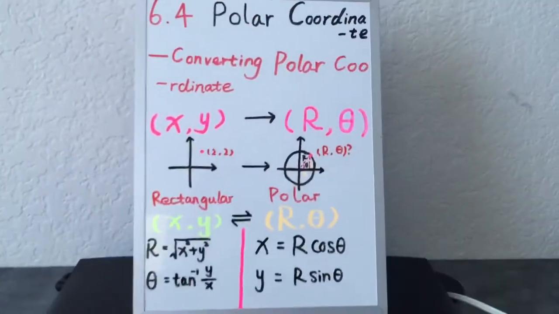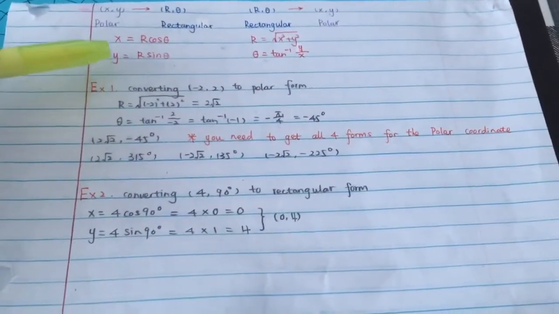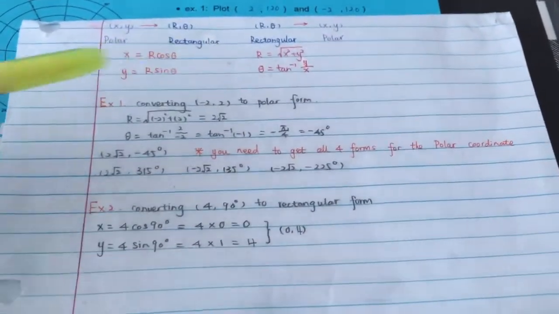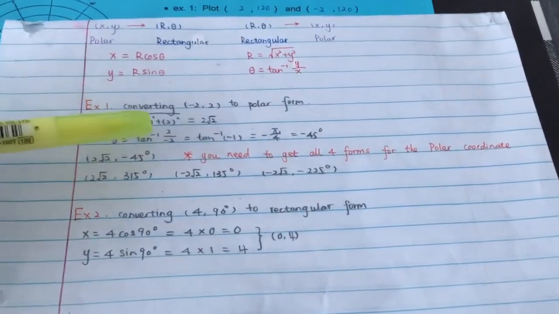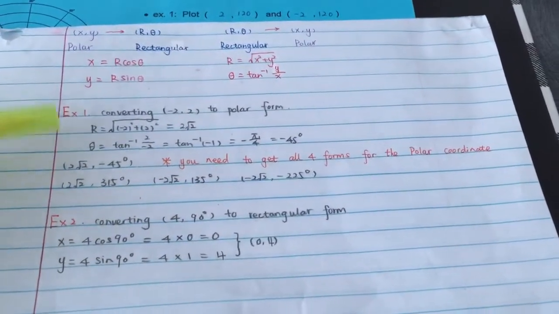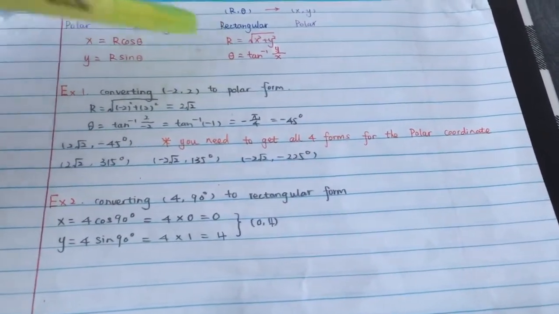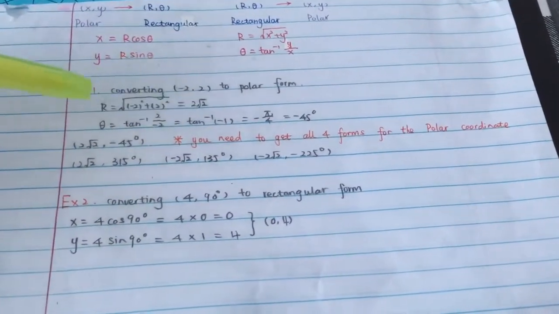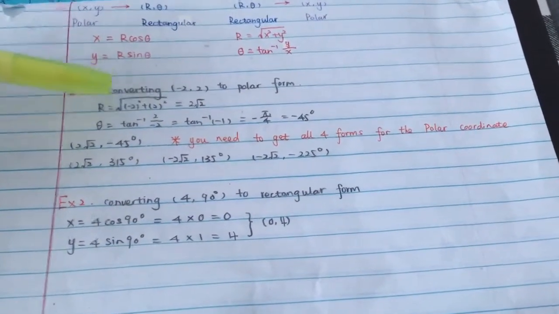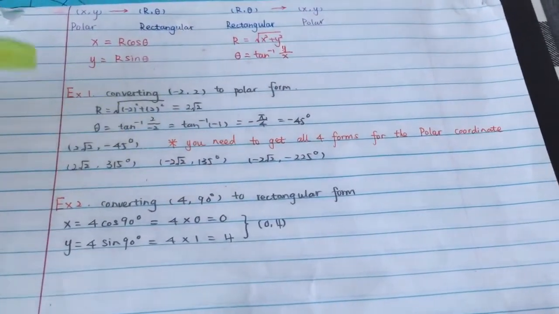Okay, let's look at some examples. I write the formula here for convenience so that we can just see it. Example 1 is converting (-2, 2) to polar form. As we can see from the formula here, we can just convert from xy to r theta. We take the point and put it in the formula.